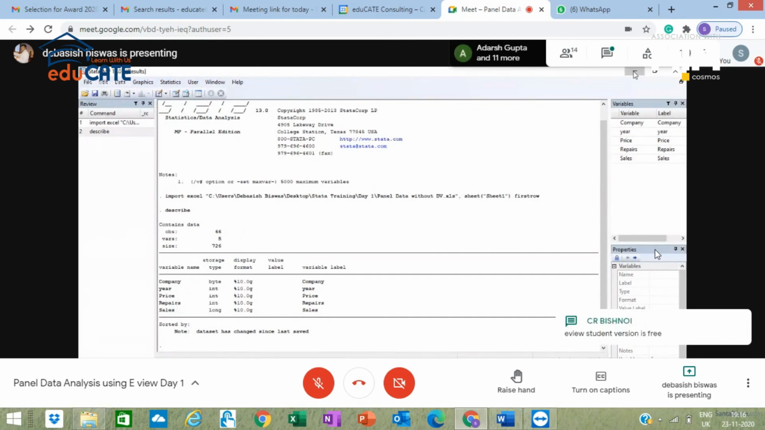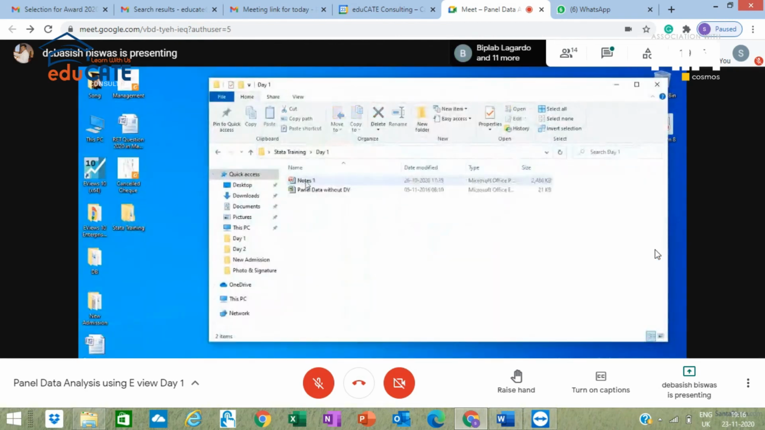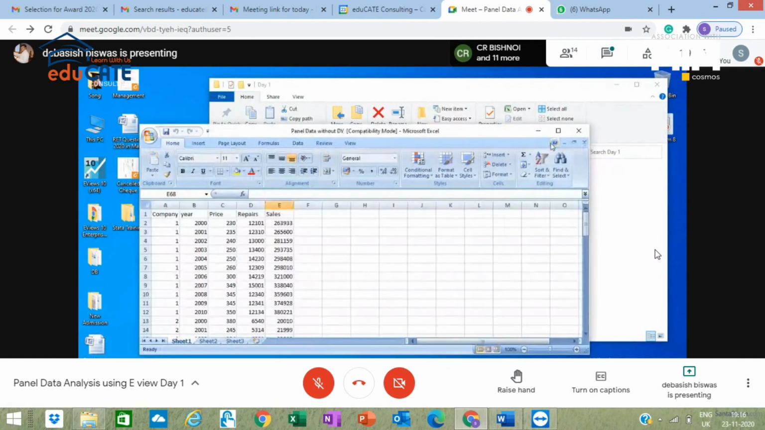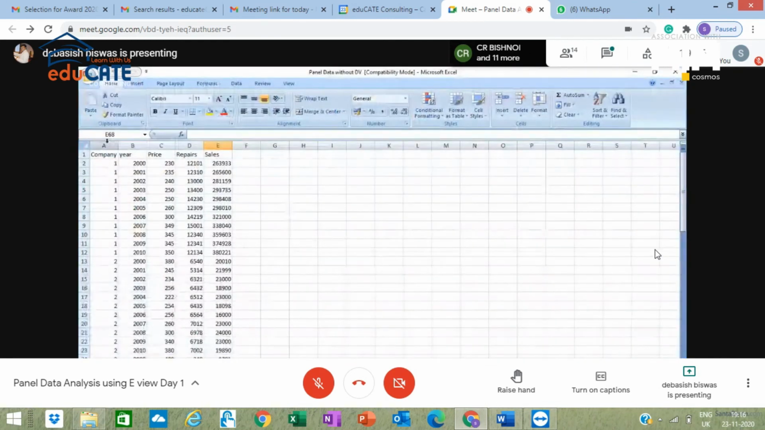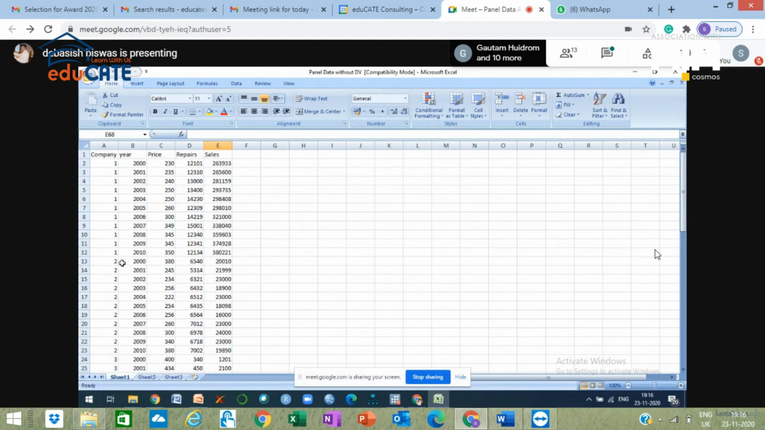So I am going to my Excel file from day one. Yes, this is my Excel file. I have taken the company as cross-sectional unit. How many companies have I taken? 6 companies. How many years have I taken? 2000 to 2010. First I have written 1, 1, 1, 1, 1, 1 up to this, then years 2000 to 2010.